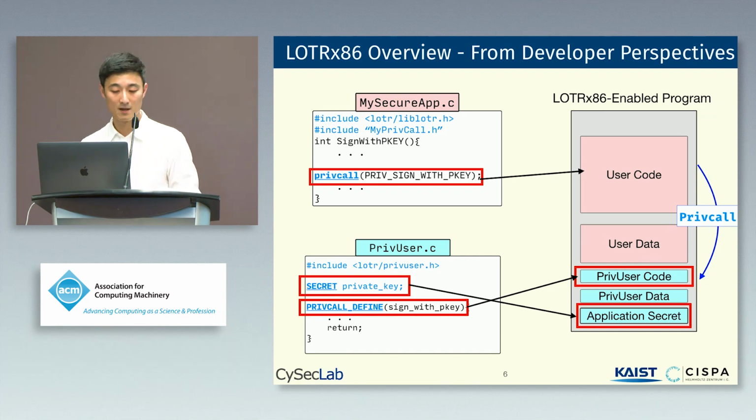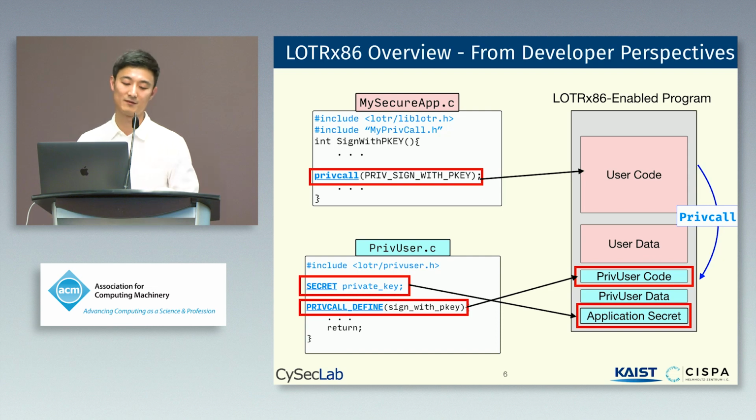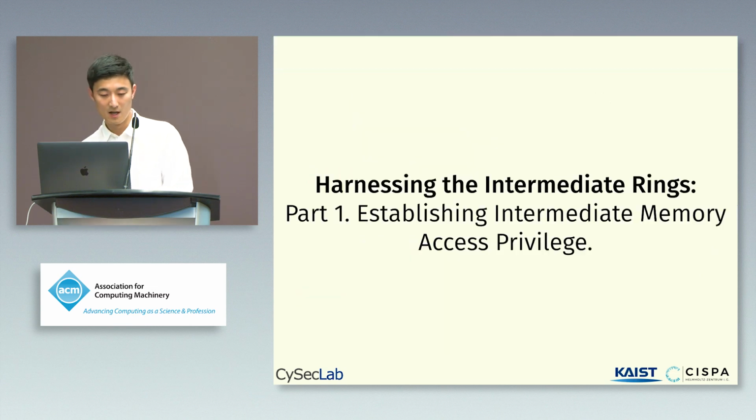Now, in the main program, you should realize that you no longer have direct access to the application secret. Operations that require access to the secret can only be carried out by invoking Privcall. When LOTR x86 enabled programs are launched, everything on the PrivUser side is loaded into the protected PrivUser memory space. But having an extra execution mode does not automatically mean that we can readily create a new user privilege layer. We found that the powers of the intermediate rings must be harnessed to be transformed into PrivUser space.